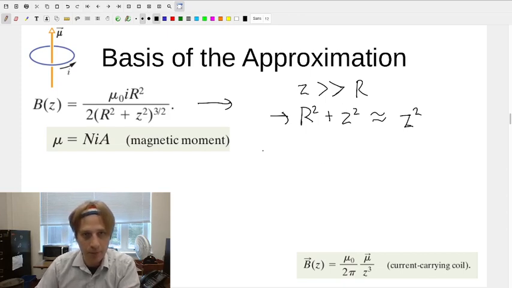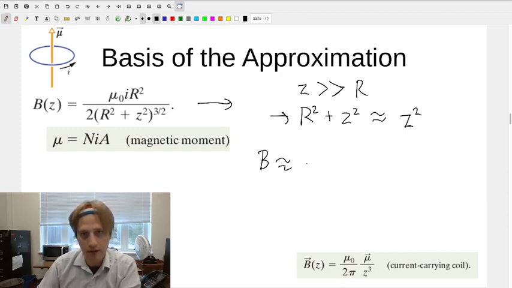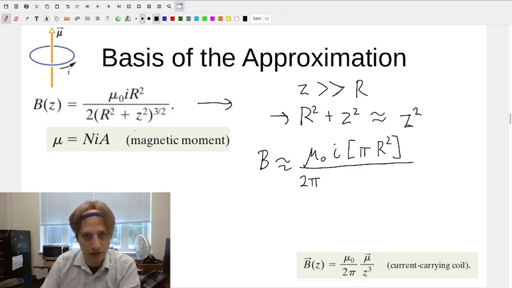In that case, my B along the z-axis looks approximately like mu naught times I, and I'm going to write in pi r squared. So I put an extra factor of pi up here, and then I'm going to put an extra factor of pi down at the bottom. And then in my r squared plus z squared, I'm just going to put in z squared because I can ignore that r squared if it's much smaller than z squared. So this is going to be z squared to the 3 over 2 power.